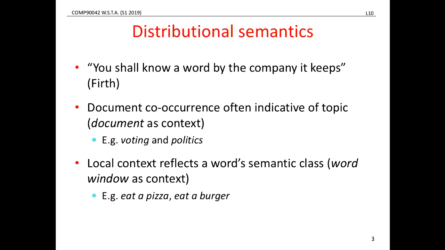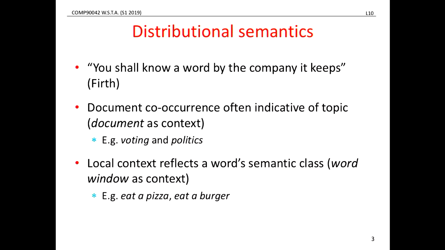So document co-occurrence is one signal here. That two words appear together in the same document might be informative about their meaning. So words like voting and politics tend to co-occur together a lot, and therefore we might expect that some aspects of their meaning are related. Now, local context is another thing, and this is the focus. We're going to talk about methods that are focused on document context and local context.